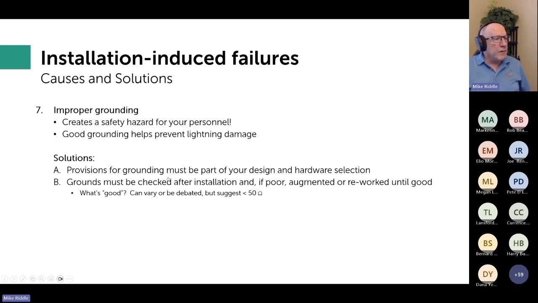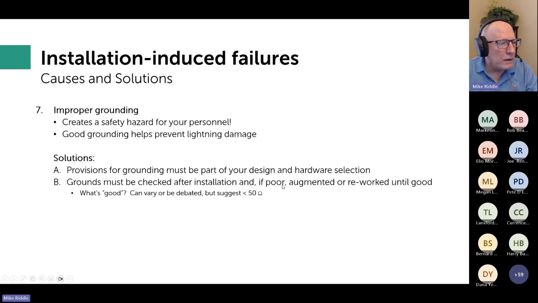So grounding and bonding should be part of your design and hardware selection, and then they should be checked after installation. And if they're not, if the ground resistance is too high, then you should augment it or redo the ground. Augmenting meaning drive another ground rod and connect the two together. So of course that begs the question, well, what's good? And you can debate that, and one area might be easy to achieve something that it's impossible to achieve in another area.